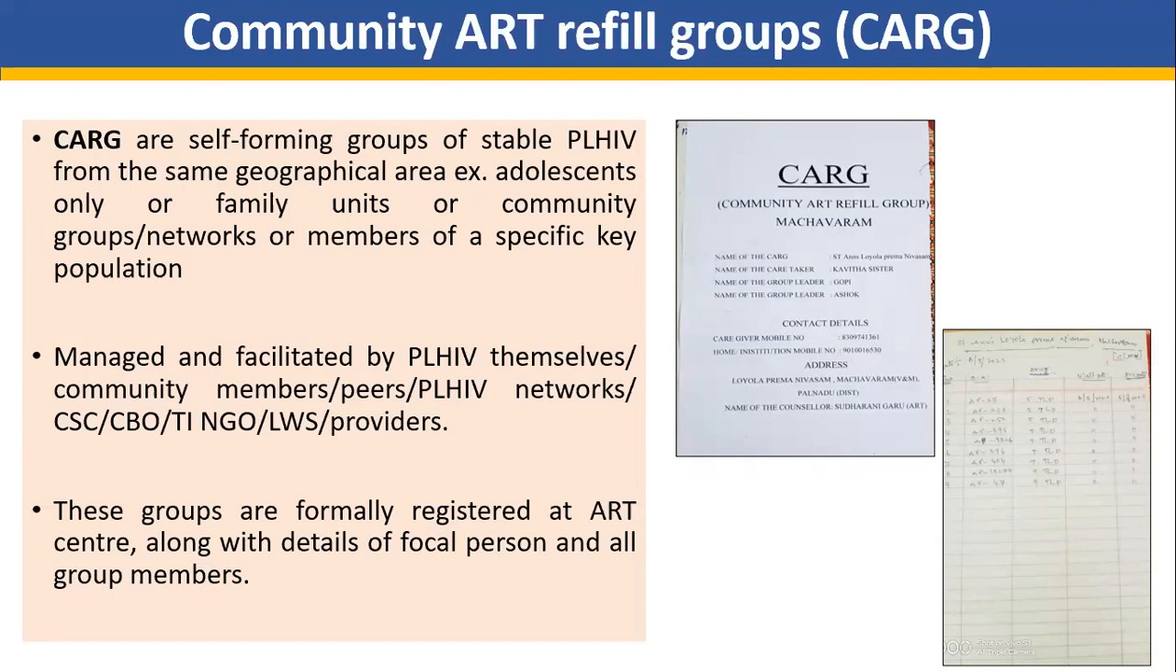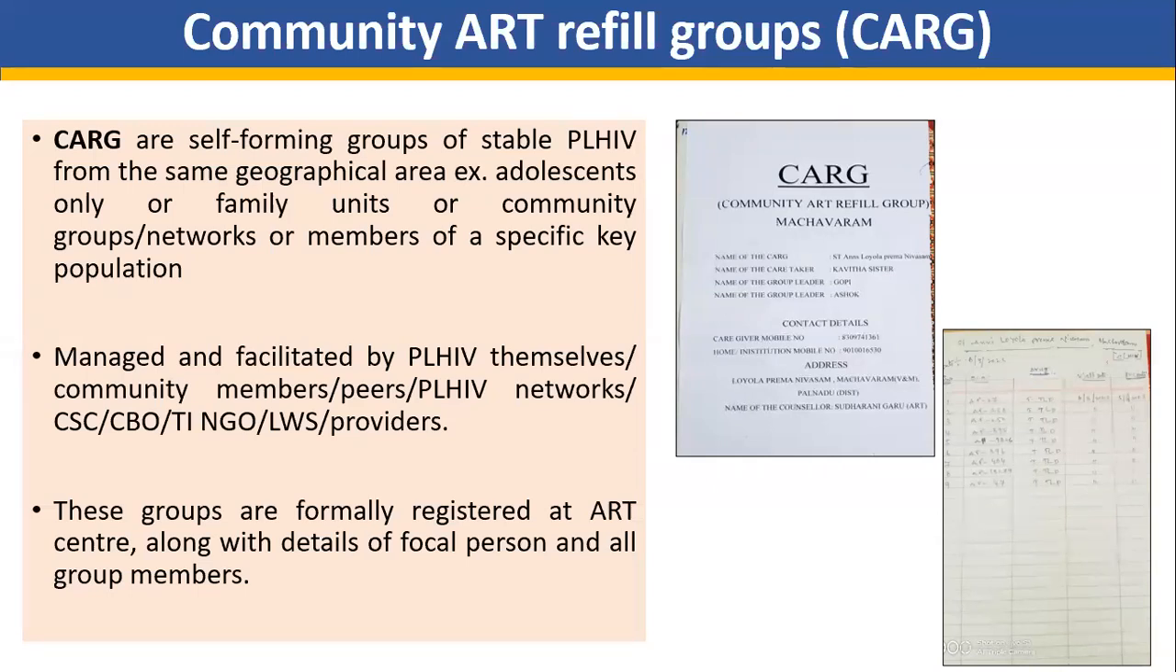So these groups are formally registered at the ART center, along with the details of the focal person and all the group members who will be part of that community ART refill group. These can be formed by a community itself based on common need for care or geography, or ART counselors or other providers can also identify and support formation of these groups and orient the group members on the standard operating procedures of such a group and reporting requirements. And these groups can be facilitated by the PLHIV network.